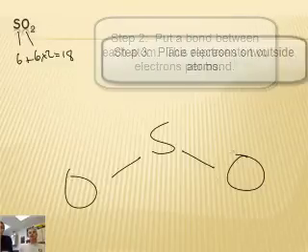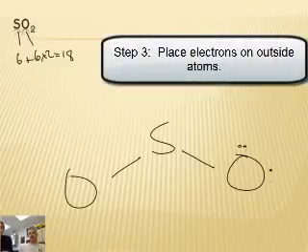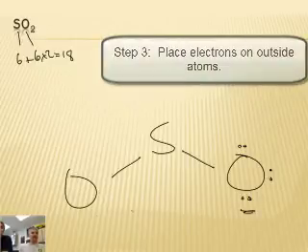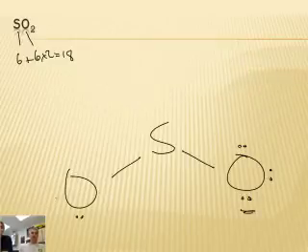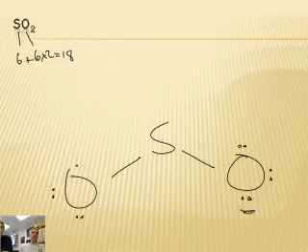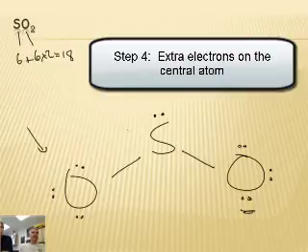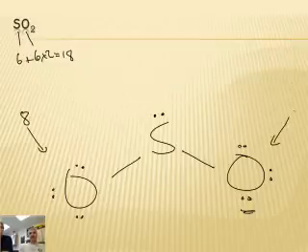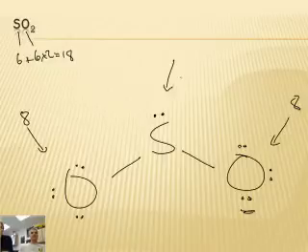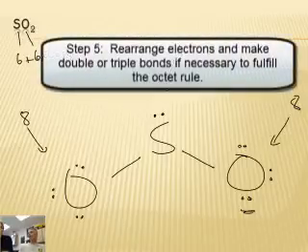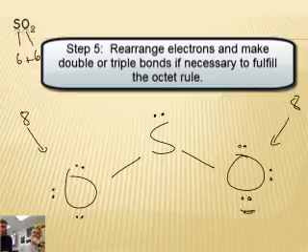2, 4. Now we go to the outside. 6, 8, 10. He's happy there because he's got 8. 12, 14, 16. And then the extra one goes on the central, 18. So our oxygens each have 8, but sulfur has 6. Bummer, I thought we could get 8. It didn't work. So what's our rule? If one of them doesn't have enough, what do we have to do?